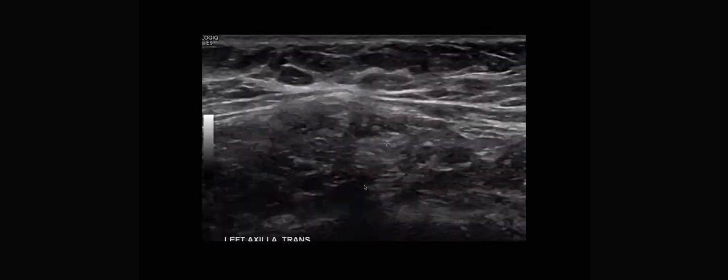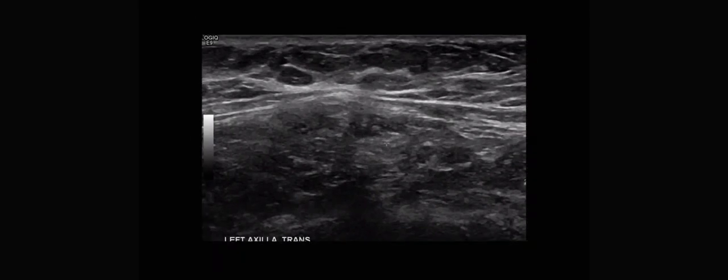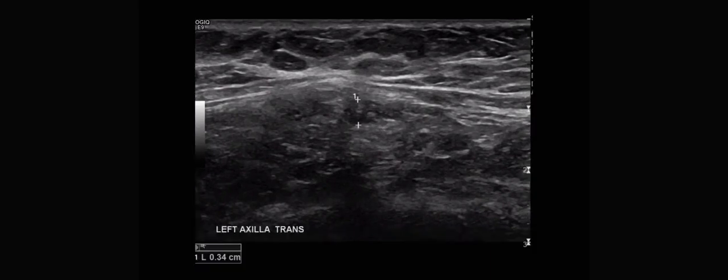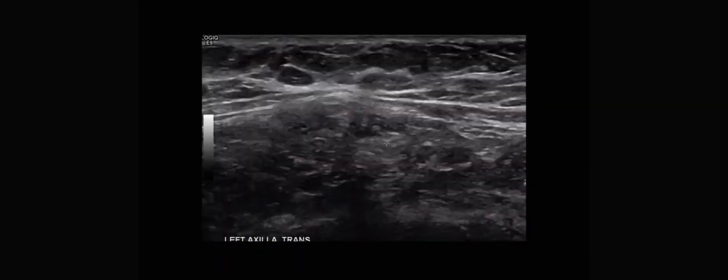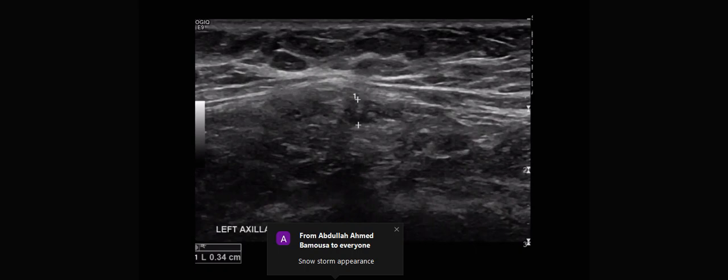A 60-year-old with axillary fullness. These images do not project well. So this is a left axillary ultrasound, and we're trying to measure a lymph node. The cortex is thick and nodular, not the typical shape of benign lymph nodes.